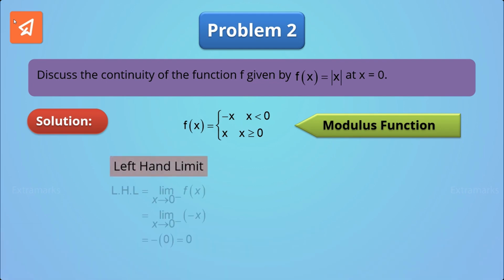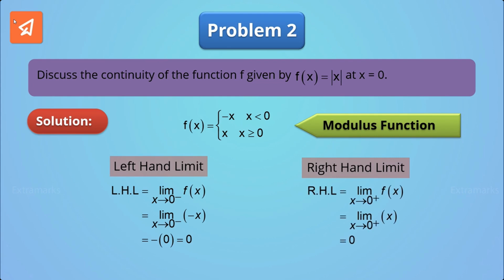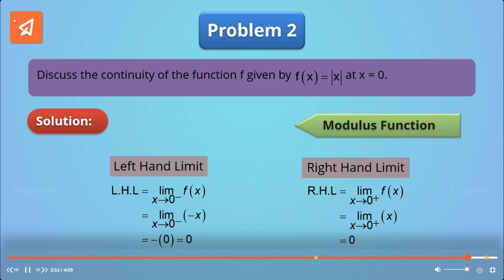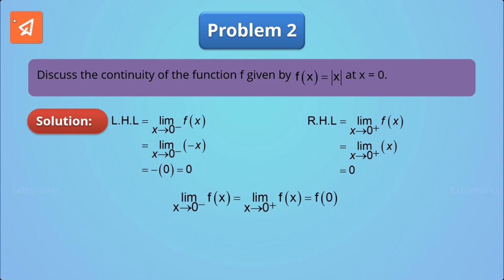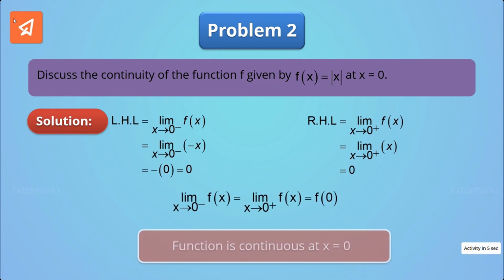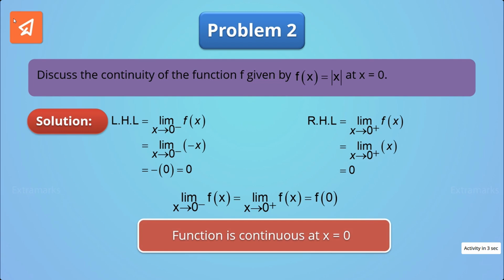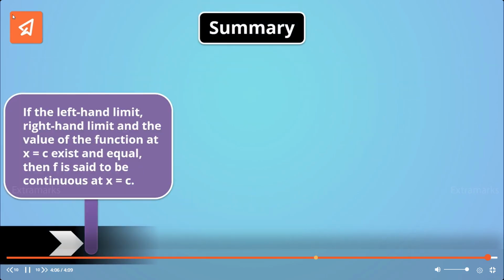The left-hand and right-hand limits of modulus x are shown. Thus, the left-hand limit, the right-hand limit, and the value of the function coincide at x equals 0. Hence, f is continuous at x equals 0. Let's summarize what we have learned.